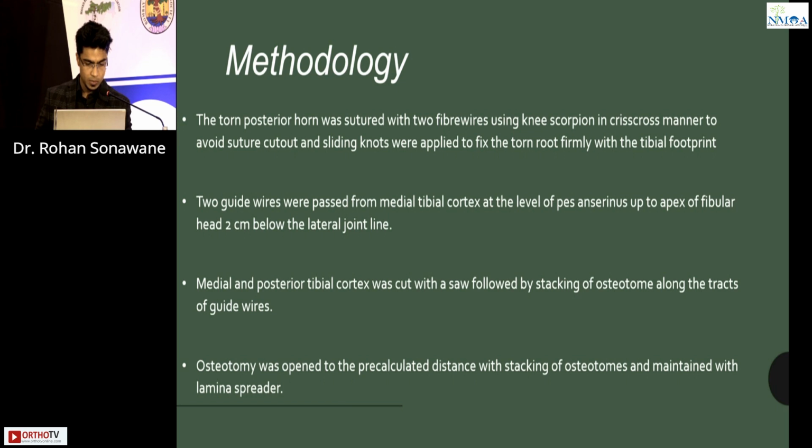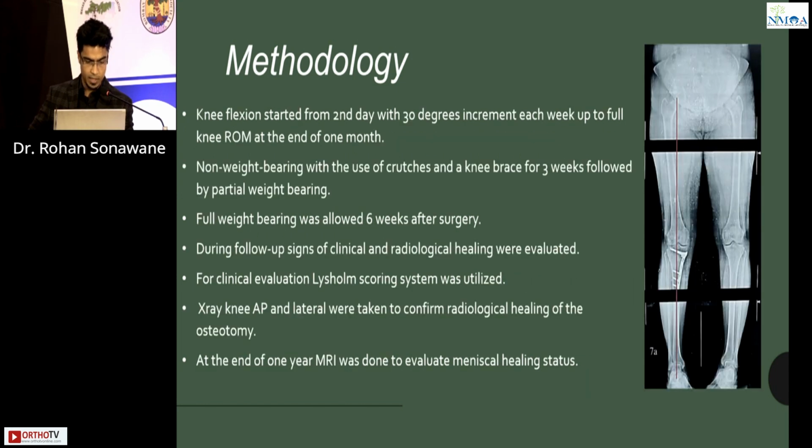2 guide wires were then passed from the medial cortex at the level of the pes anserinus to the apex of the fibular head, 2 centimeters below the lateral joint line. The medial and posterior tibial cortex was cut with a saw, followed by stacking of osteotomes along the tracks of the guide wire. The osteotomy was opened to the pre-calculated distance with stacking of osteotomes and maintained with a lamina spreader.